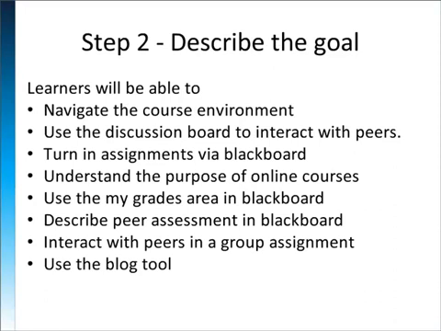Next, what you do is write down a series of statements. Now again, we're not writing out the objectives, just a series of statements to describe our goal. So here we have, learners will navigate the course environment and use the discussion board to interact with their peers, turn in assignments via Blackboard, understand the purpose of online courses, use My Grades area in Blackboard, describe peer assessment in Blackboard, interact with peers in a group assignment, and finally we've got use the blog tool. Now remember, we're just writing down everything, so don't judge it. I understand you're sort of wanting to write objectives, but right now we're just writing everything down that we can think of. We have a series of statements, and that is the conclusion of step 2.